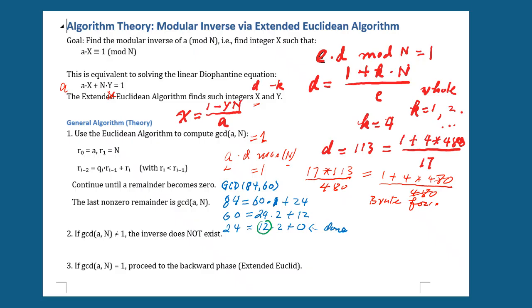So now what does this have to do with inverse? In this case, 60 modulo 84, there is no inverse for 60 because they have GCD equal to 12. So now let's find an example that does have a solution, our previous example. So GCD of 480 and 17. So then let's do this one.